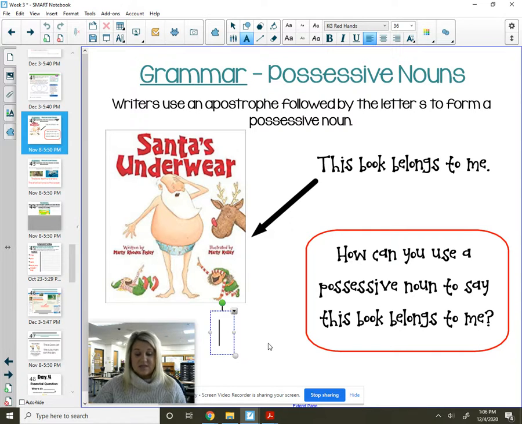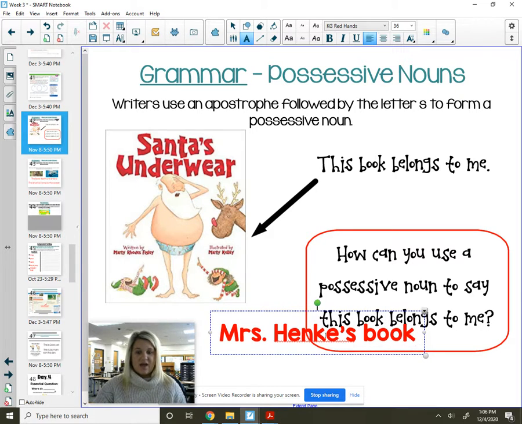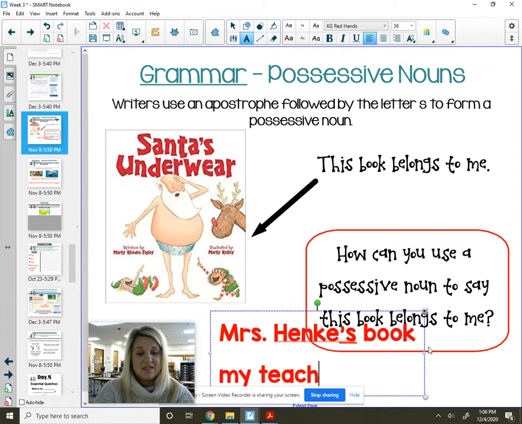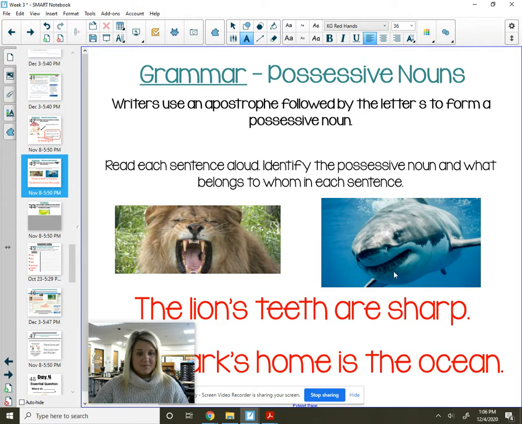Could you say this is Mrs. Hankey's book? Do you see here? I added the apostrophe S to show it's Mrs. Hankey's book. Could you also say that it is my teacher's book? So I'm adding an apostrophe S either way to show that it is mine. It belongs to me.